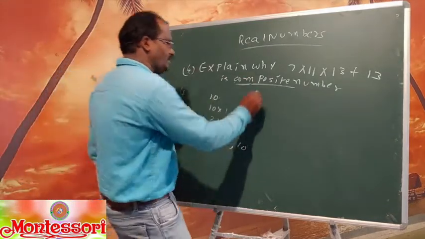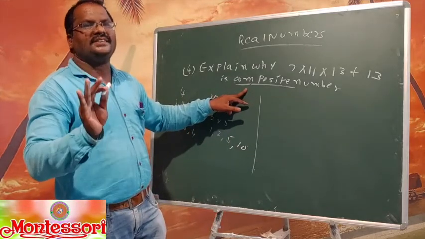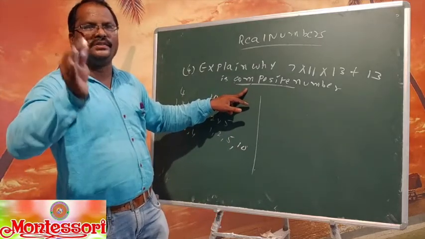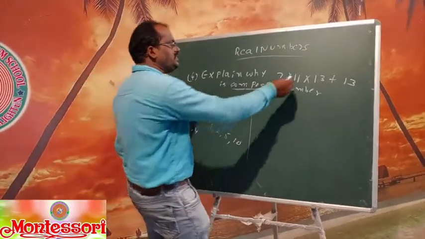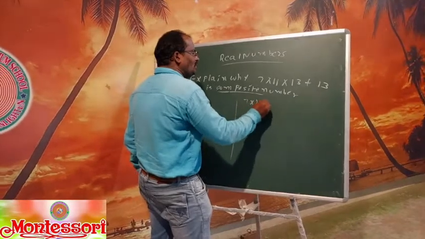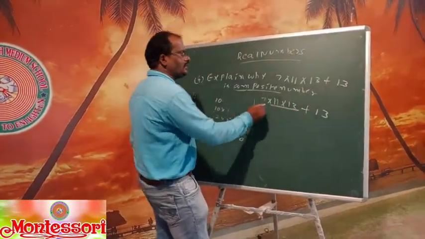Now, are you understanding the meaning of composite number? The number which has more than 2 factors should be called a composite number. Now, which question is given here? 7 into 11 into 13 plus 13. You have to underline this one.